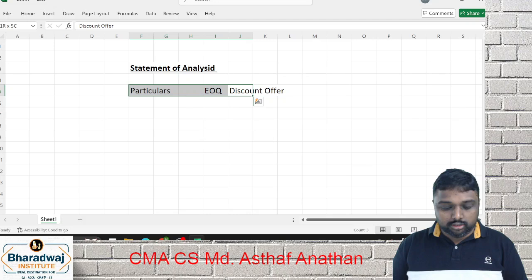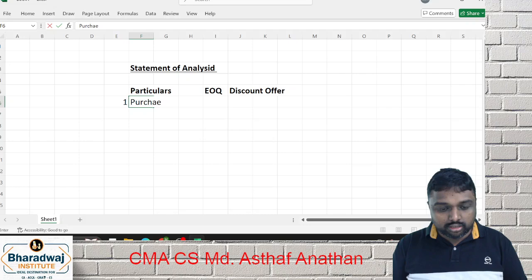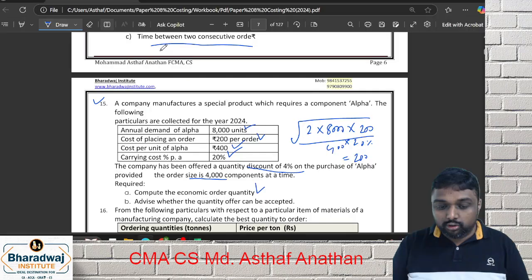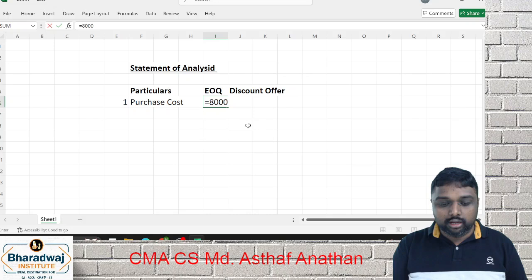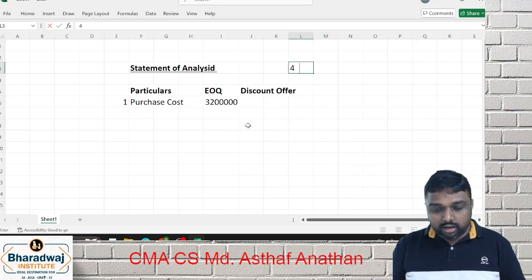First one is purchase cost. If it is the EOQ, 8,000 units, you will get it at 400 rupees. But if it is the discount offer, you will get a discount of 4 percent on 400 rupees, so you get 384. So the discount offer price is the same 8,000 multiplied with 384. This is what is called purchase cost. Next, you have to go for ordering cost.